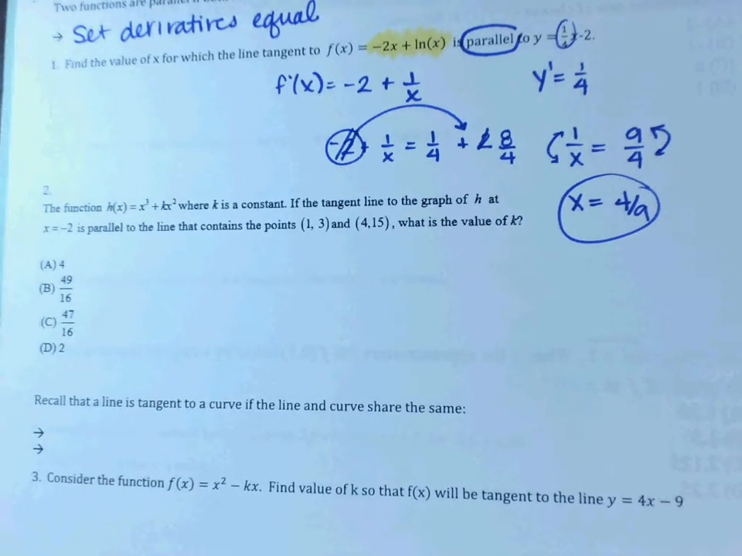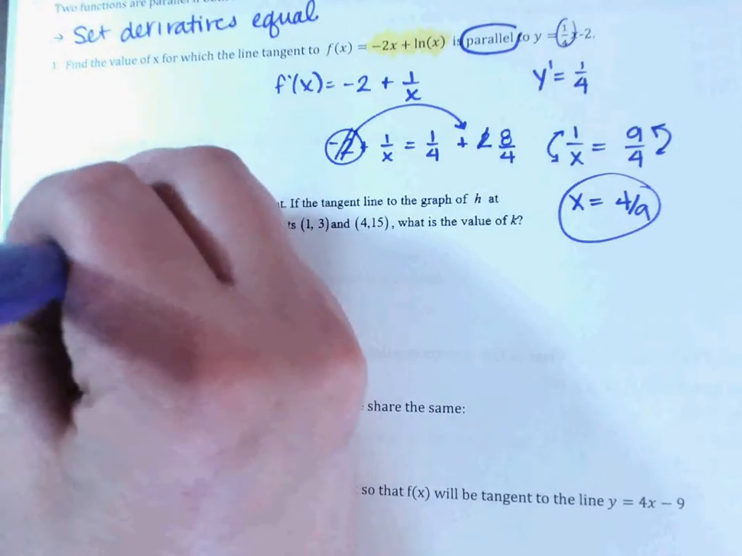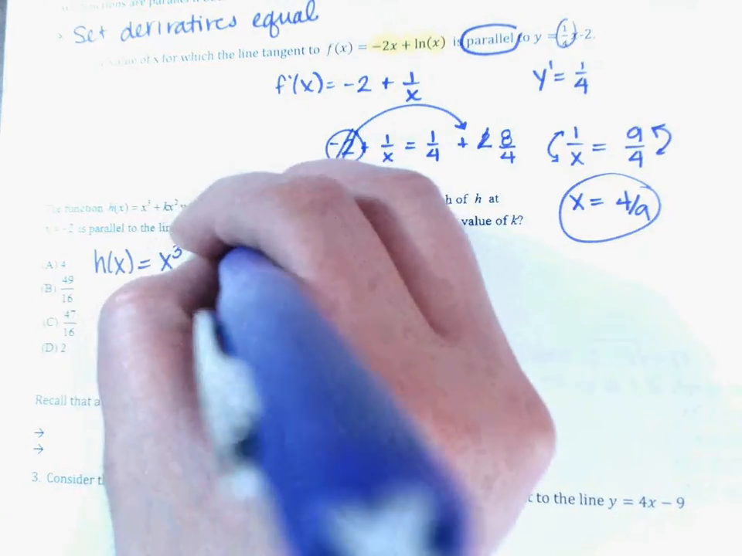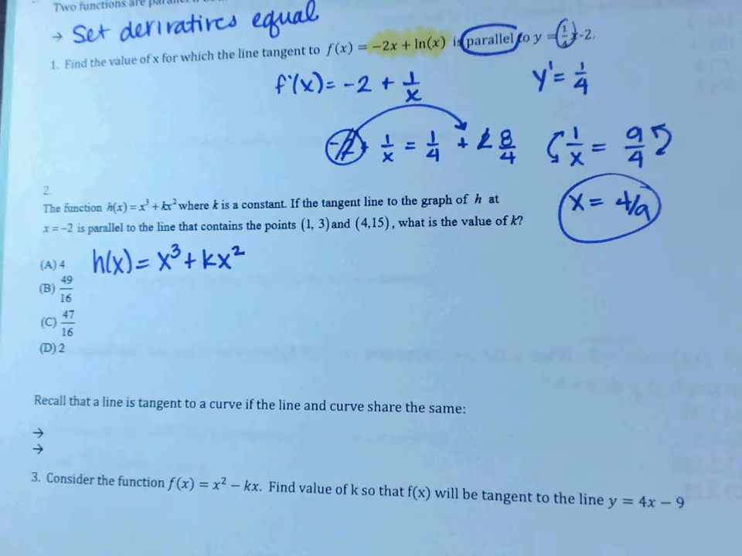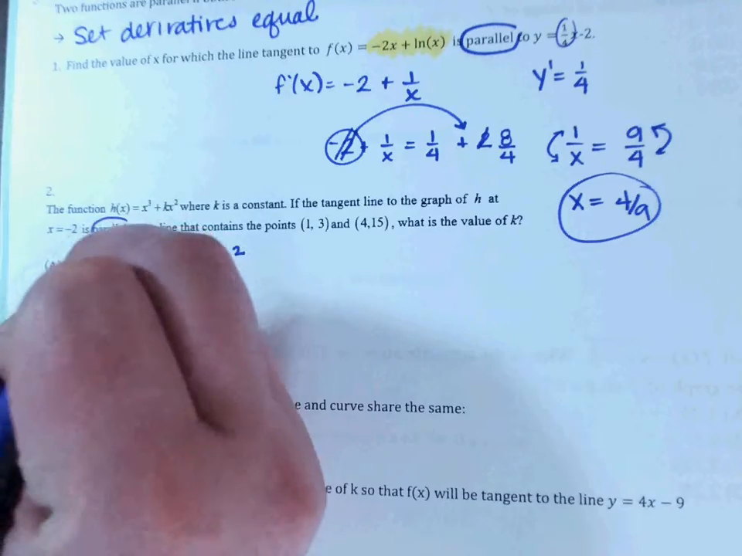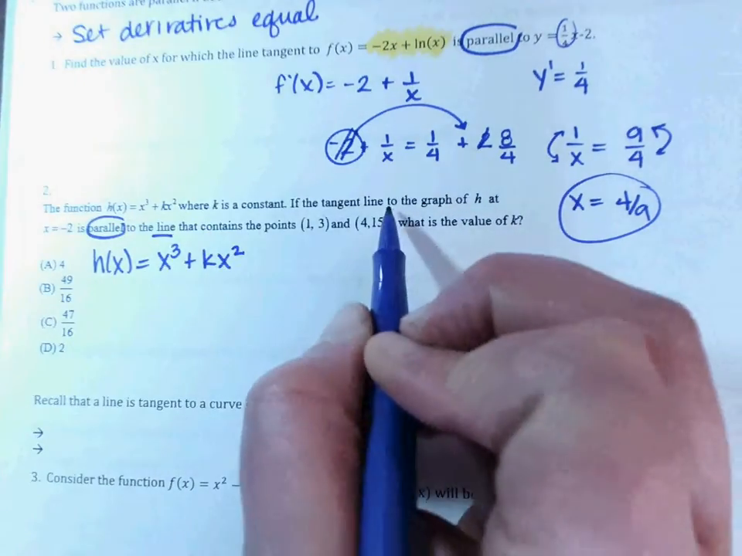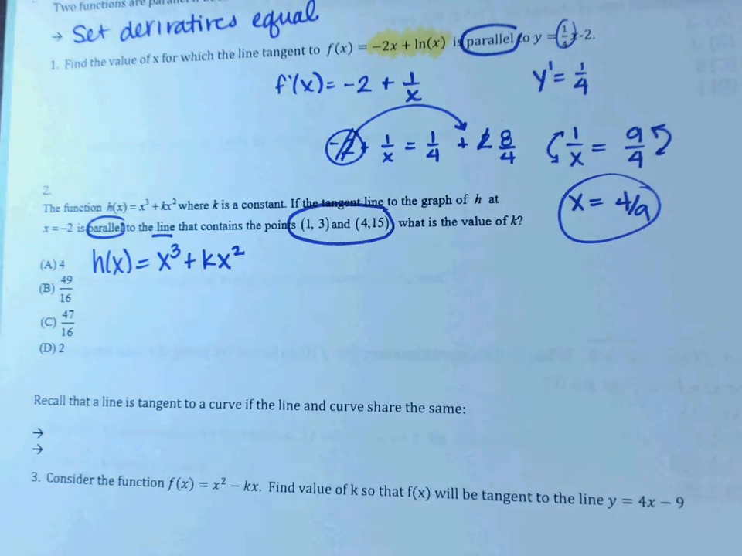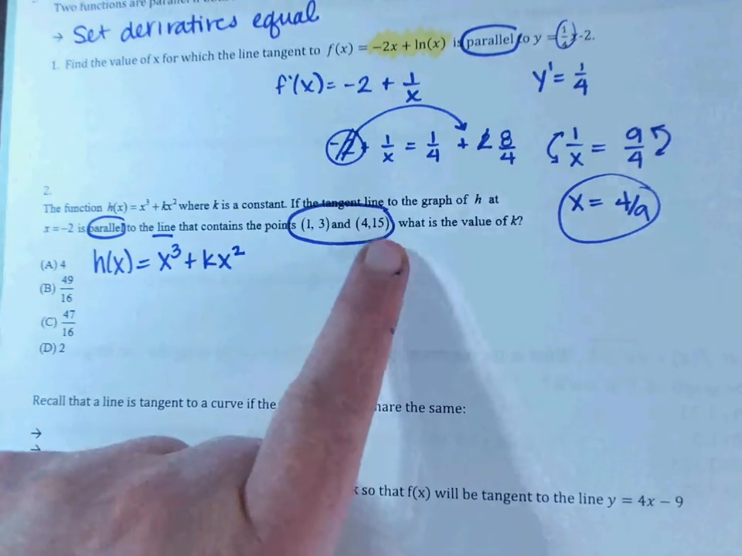So it says h of x equals blah blah blah. The tangent line of h at x equals 2 is parallel to the line that contains the points (1, 3) and (4, 15). What is the value of k? Okay, so h of x is this, and we know that it's parallel to the line that contains those 2 points. Now, if I want to set their derivatives equal, I can't do that if I have 2 points instead.